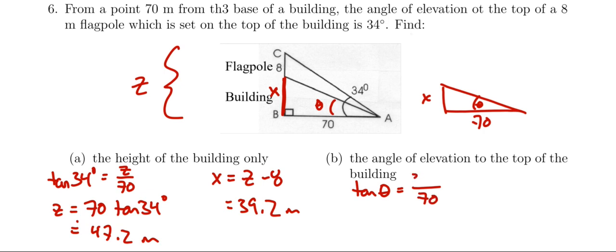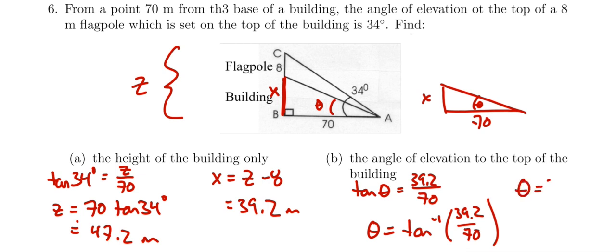Now, in this case, I know that X is 39.2. So my theta will be the inverse tangent of 39.2 over 70. So I'm going to go to my calculator, but when I go second tangent, I'm actually going to go up and grab that value, because most of our calculators nowadays can do that. I'm just going to grab that value, divide that by 70, and then take the inverse tangent. And I'm going to get, to the nearest degree, 29 degrees.